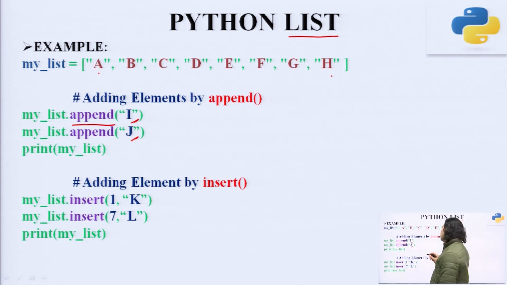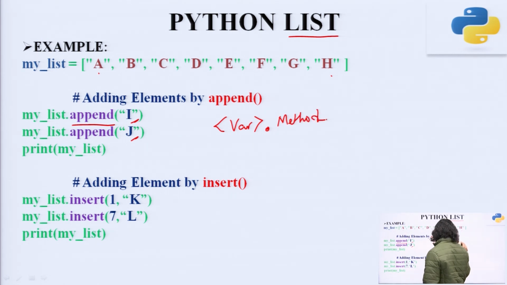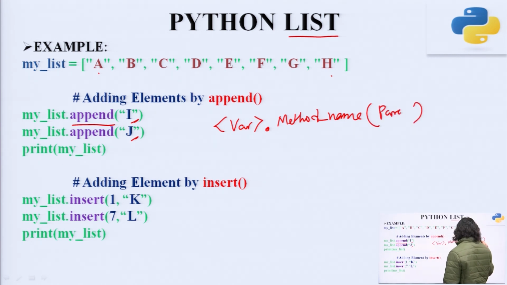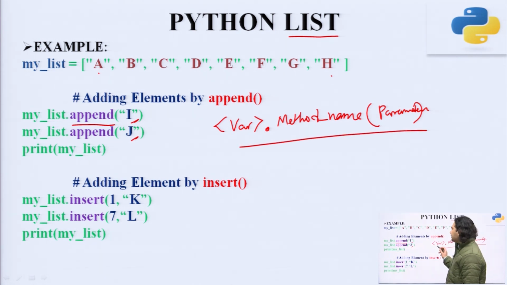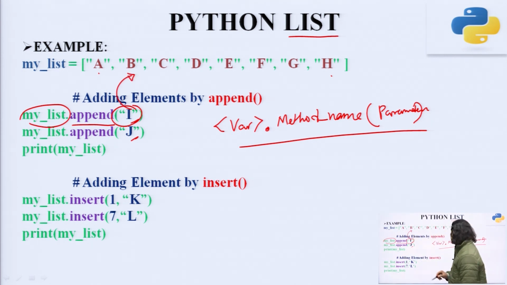Now, the syntax for the method is very simple: whatever the variable name you have, followed by the dot, followed by the method name, followed by, if you have some parameters, those parameters. So, this is the syntax, and in this syntax you can see we are appending this I to my list. So, in the output you will see that I is also part of this my list variable. Similarly, the j will also become part of it.